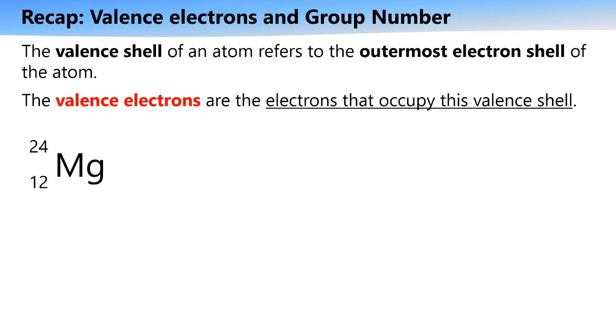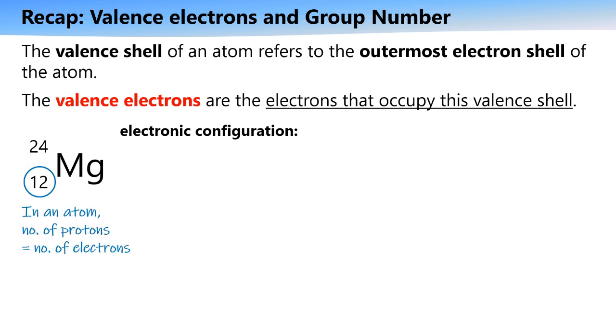For example, let's look at magnesium. If you look at the numbers on the periodic table, you see 12 and 24. And if I ask you, what is the electronic configuration? Which number will you look at? Yes, you look at the smaller number, because the smaller number corresponds to the number of protons. And in an atom, the number of protons is equal to the number of electrons.